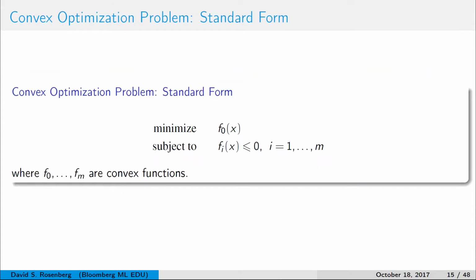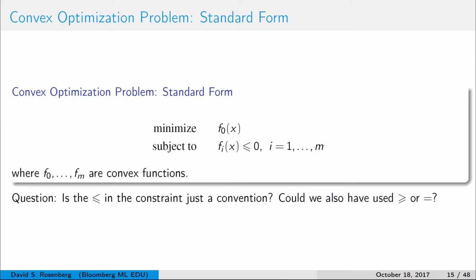So this was the standard form for a convex optimization problem that we talked about last week. And remember that we have an objective function f0, we assume is convex. And we're minimizing that subject to these inequality constraints that fi of x, some function of x, is less than or equal to 0. And where we assume that each of the fi's is also convex.